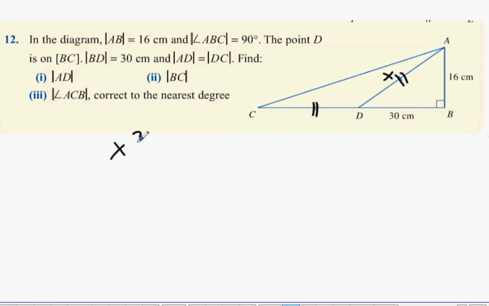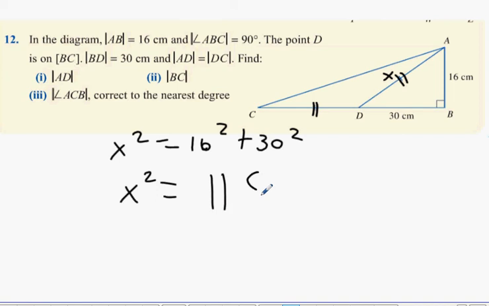2 out of 3 sides. X squared equals 16 squared plus 30 squared. What's x squared going to be equal to? Is it 256 plus 900, which is 1156? Good man. Now, I can't square root that. 34. Okay. So it's 34 long, which means this one in turn is 34.